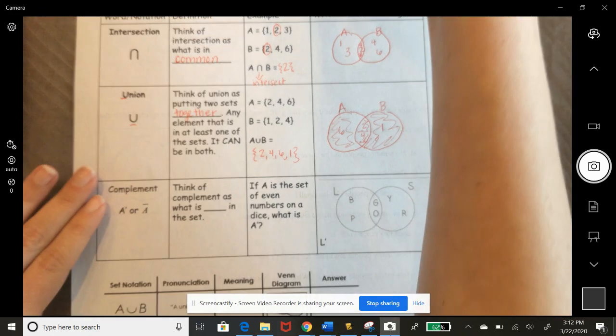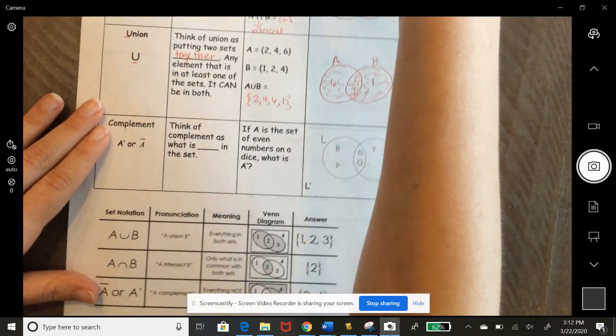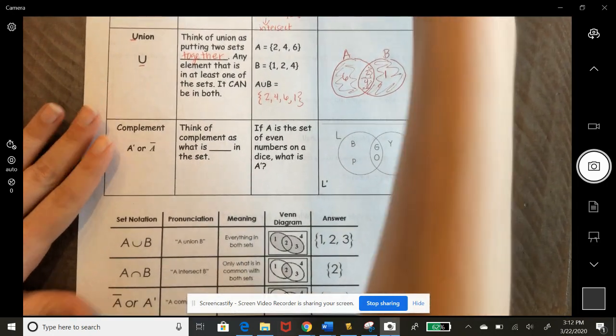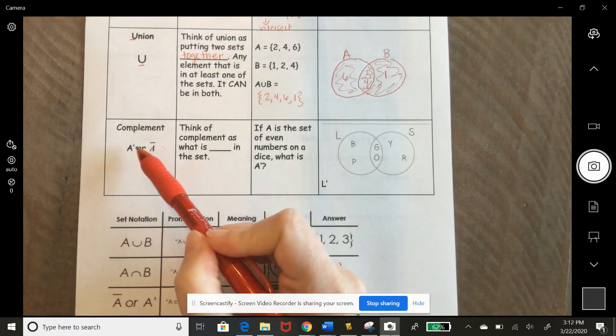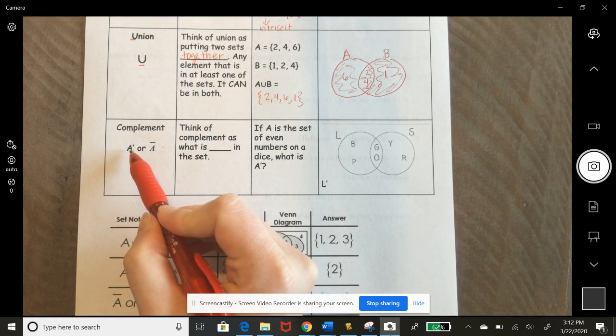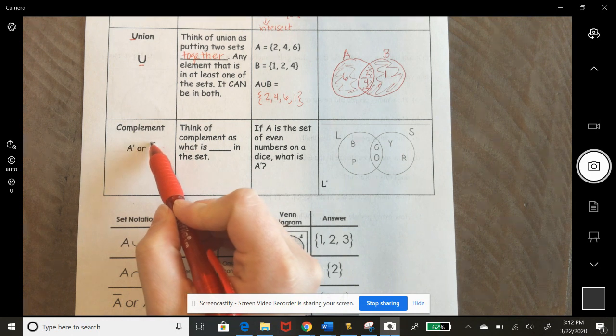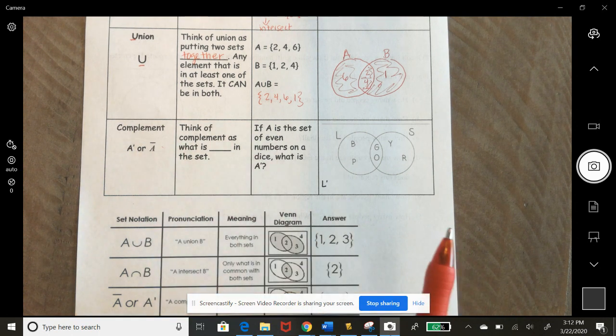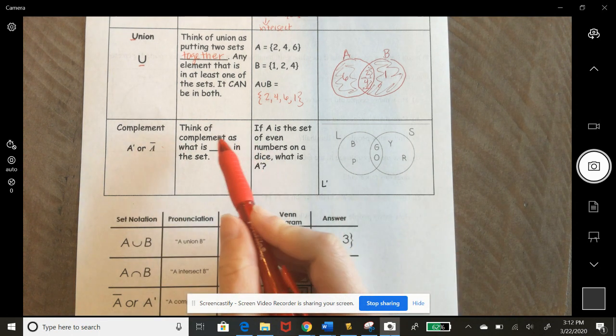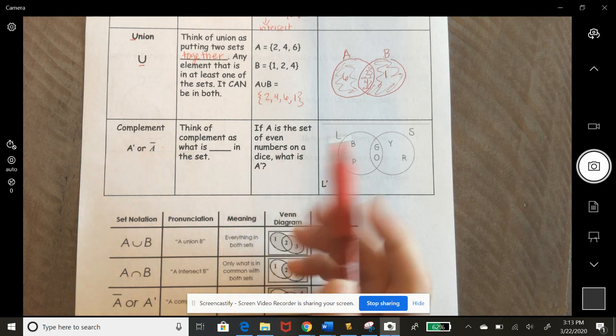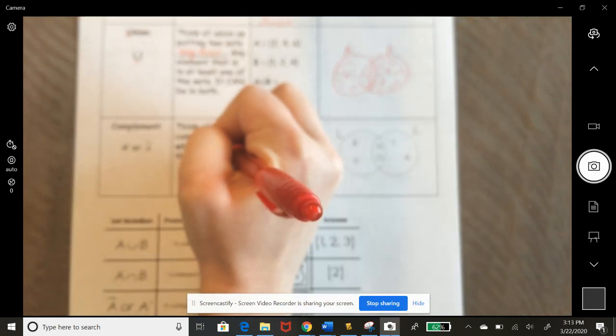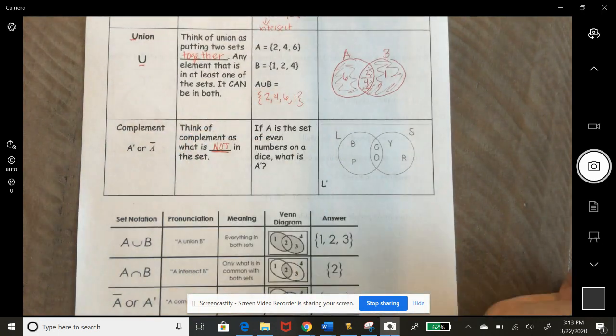Okay, and then the last one is complement. There are two different ways to write it. I'm going to use this little apostrophe a lot, but this means a complement, or you'll see a line over the top, which means the same thing. Okay, so we want to think of the complement as what is not in the set.